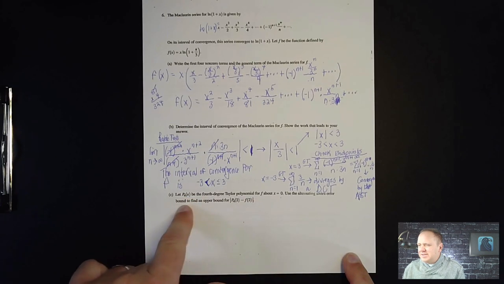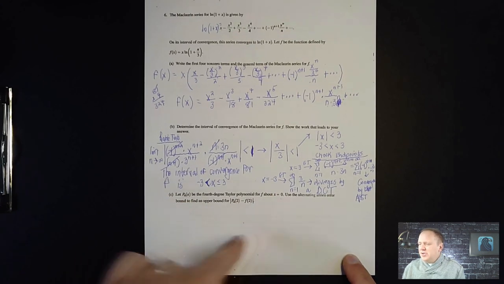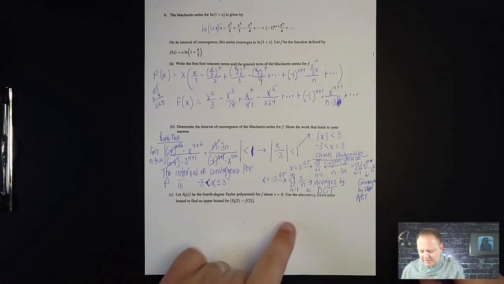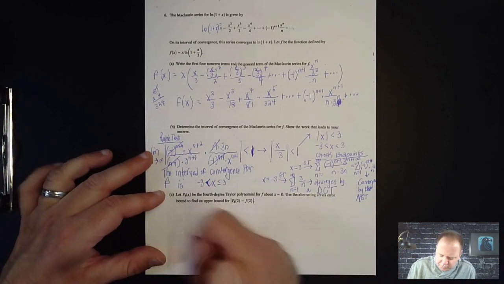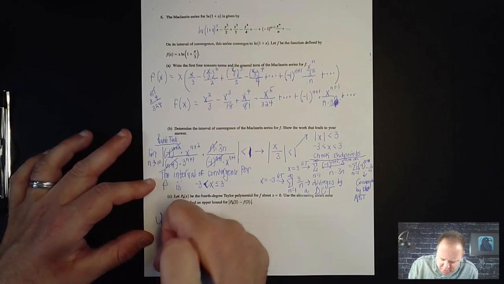All right, let the fourth degree polynomial for f at x is equal to 0 be the fourth degree Taylor for f. Use the alternating series error bound to find the upper bound for this. All right, now notice, I told you. Let's just write down upper bound.